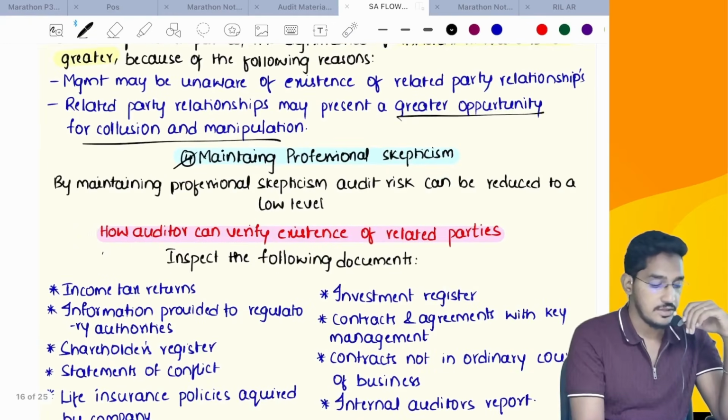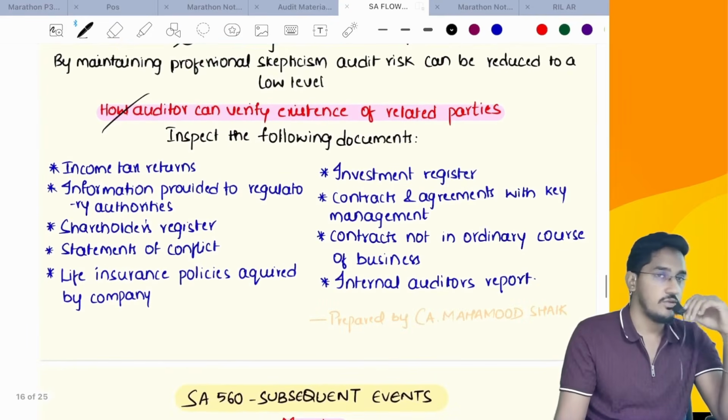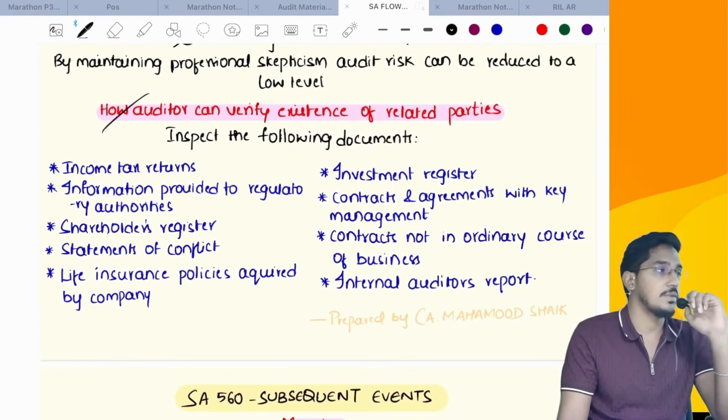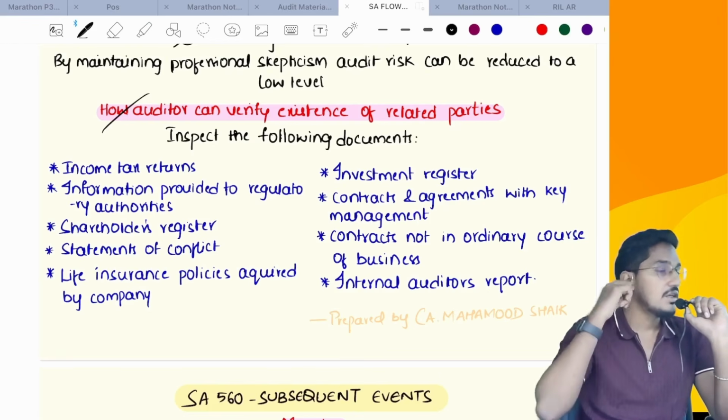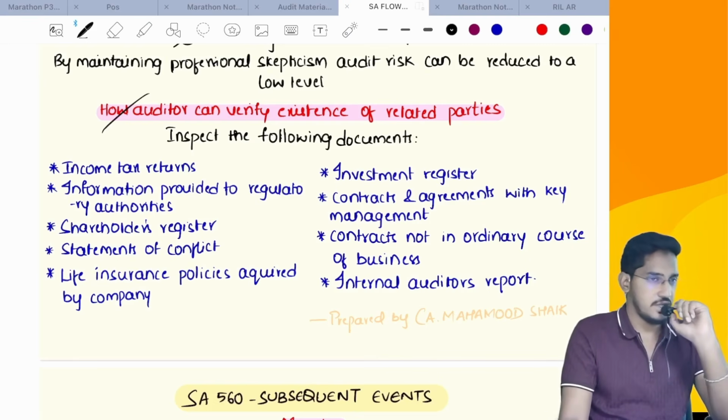And we have one more last thing: how can the auditor verify the existence of related parties? If you want to know whether your client has related parties or not, what should you do? First, you should go and ask the management. You will go and ask the management, sir, please tell us who all are your related parties. You will do inquiry. But in the case of inquiries, I have already told you, inquiry will give the least evidence. If you ask the management to give you a list of all the related parties, they will give it.